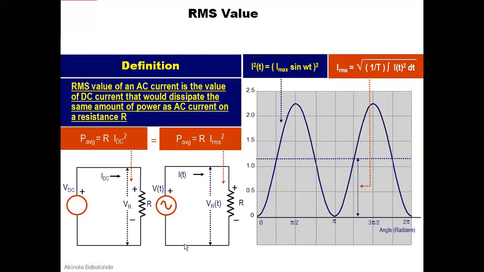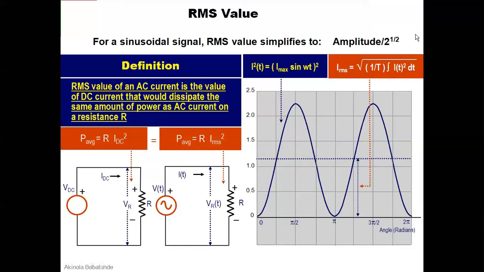And then our I_RMS will then be equal to the square root of 1 over T, where T is the period, integral of i of t squared dt. Okay, so this is going to be our I_RMS, the root mean square current. Okay, that we have. So pay attention to these two: 1 over T integral of i of t squared dt.